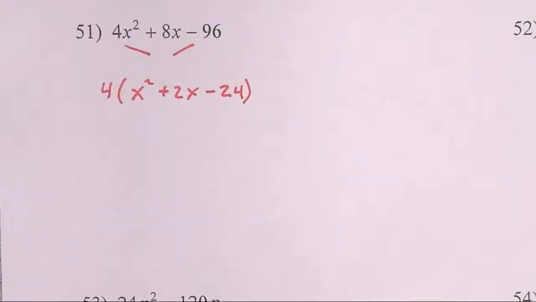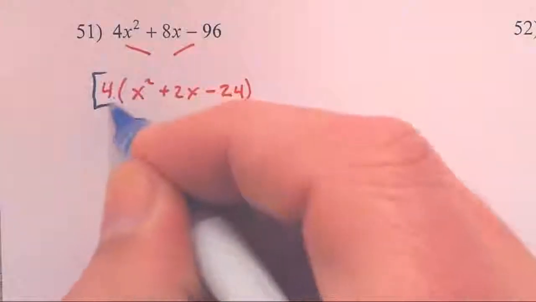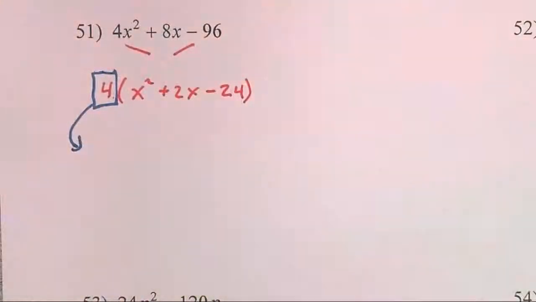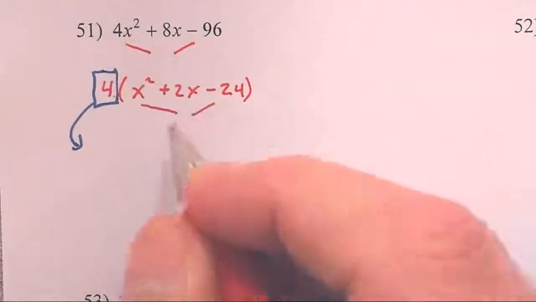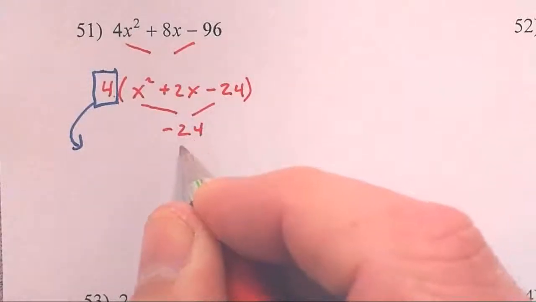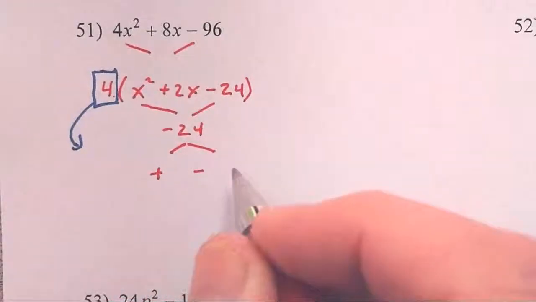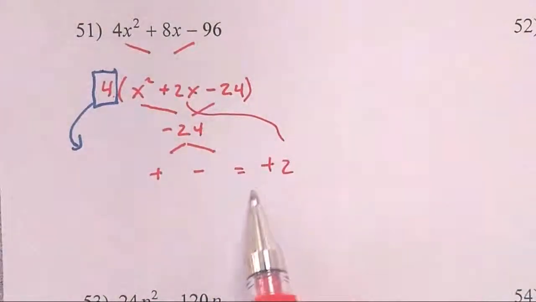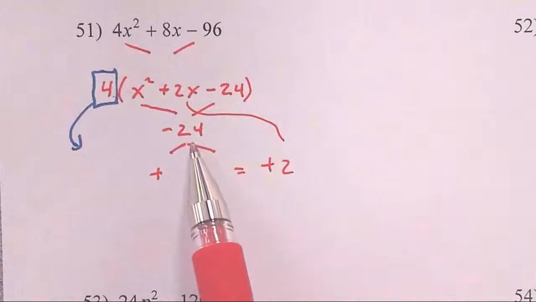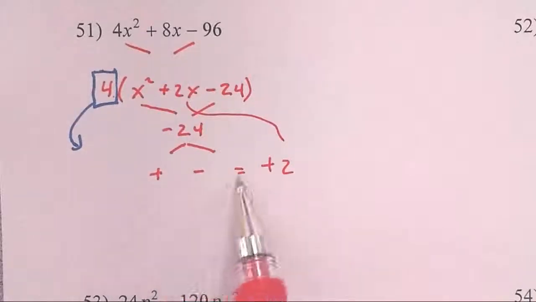The next common mistake is to forget about this 4 down the road. I'm not going to. I'm going to put a box around that and know that thing's going to get carried along later on. So now I'm just looking for two numbers that multiply to be negative 24. Well, if they multiply to be negative 24, one's positive, one's negative. And they add up to be positive 2. So the positive number is stronger.